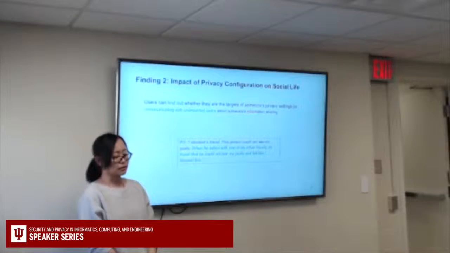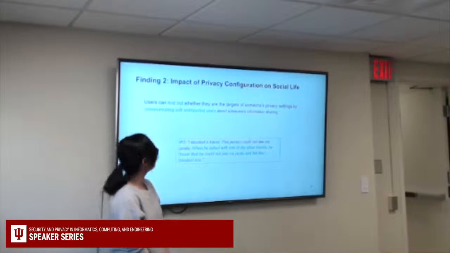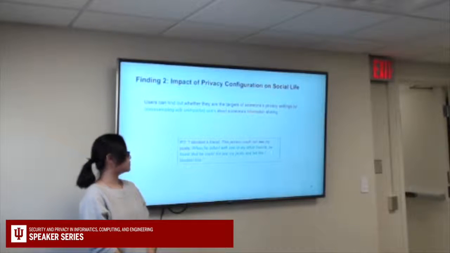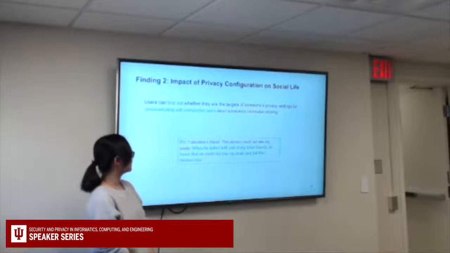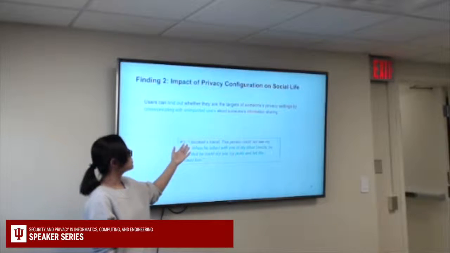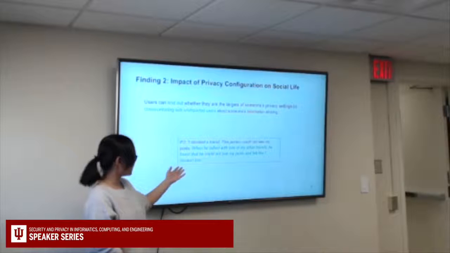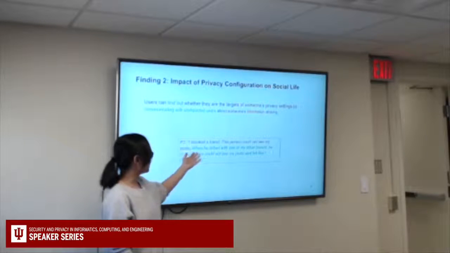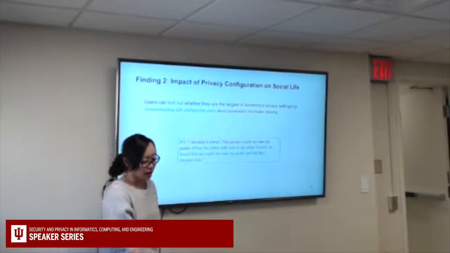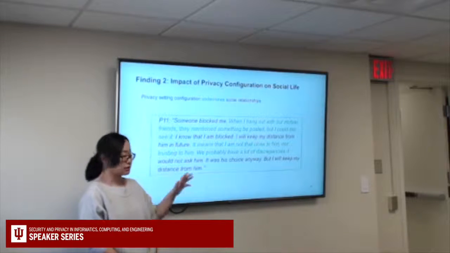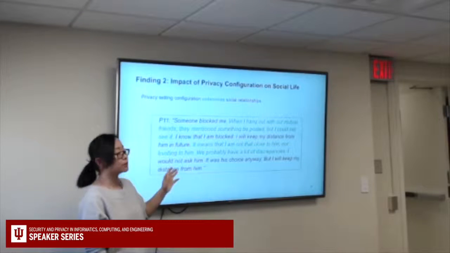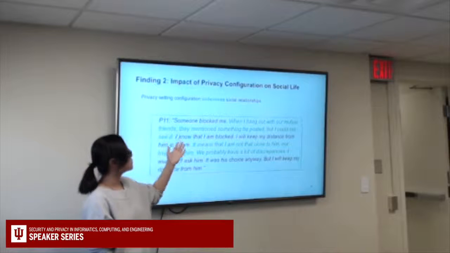And the second finding is about how privacy configuration influences our social life. This finding is from the WeChat study, where we found that users can find out whether they are the target of someone's privacy setting by communicating with unimpacted users about someone's information sharing. For example, this participant said that he blocked a friend, and this friend talked with one of the other friends and found out that he is blocked. And we found that such situations will influence social interaction and undermine social relationships.